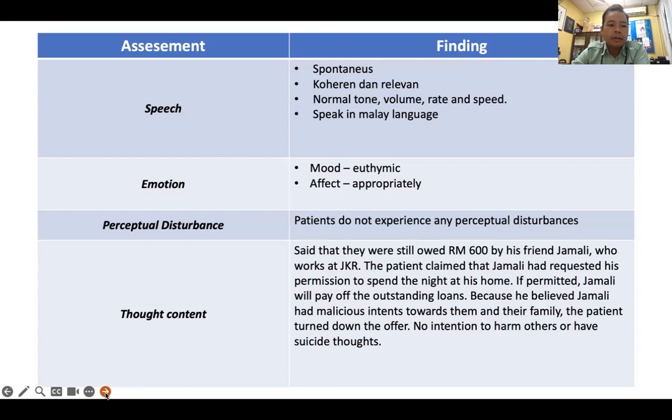And the assessment on thought content: he said that one of his friends, Mr. Jamali, who worked at Jabatan Kerja Raya, owed him 600. The patient claims that Jamali requested his permission to spend the night at his home. If permitted, Jamali would pay off the outstanding loan. Because he believed Jamali had malicious intent toward them and their family, the patient turned down the offer. No intention to harm others or suicidal thoughts.